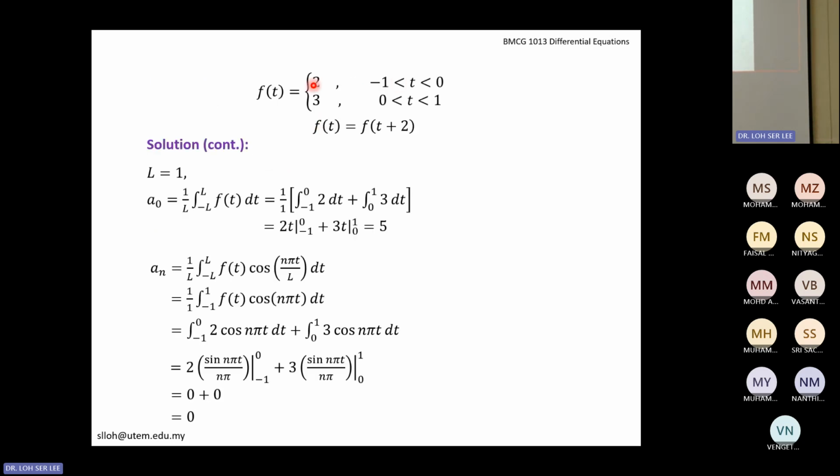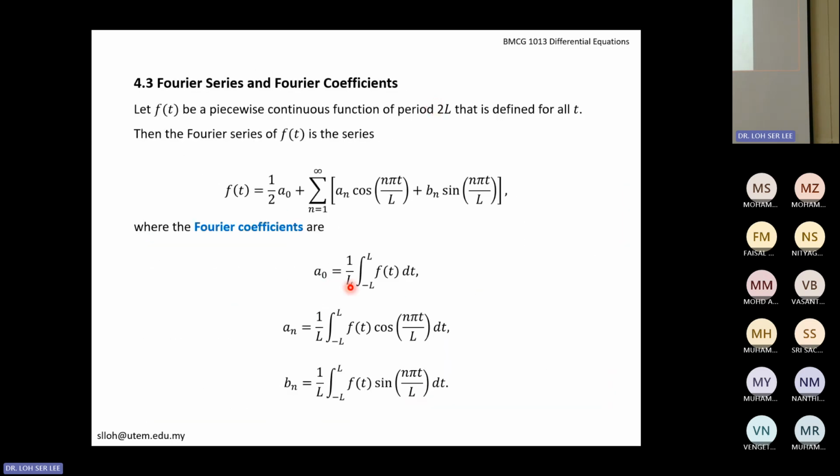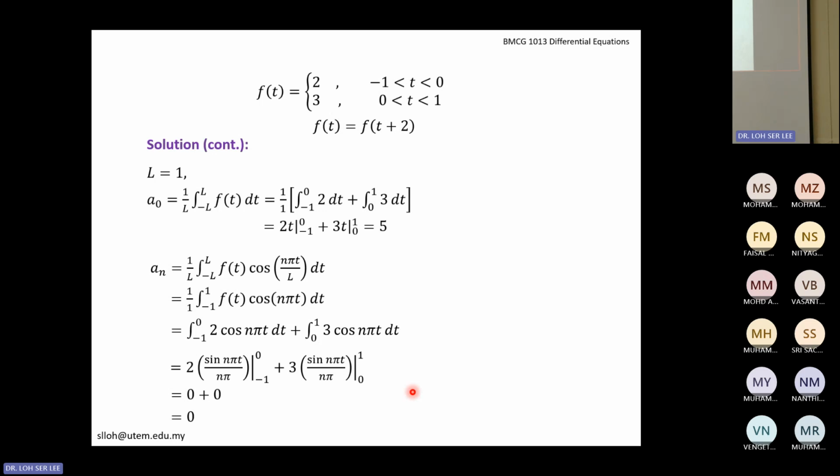So based on this periodic function, we have already identified L as 1. There are 2 ways that you can identify the value of L. We need the value of L because the formula needs it. So the first step, you need to identify the value of L. There are 2 ways to find L.